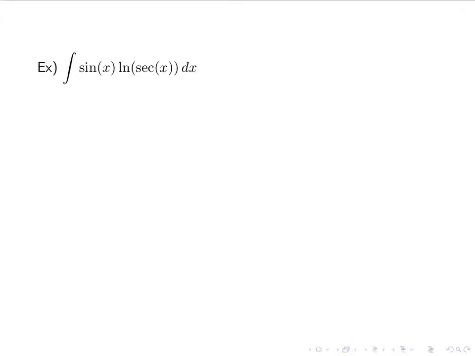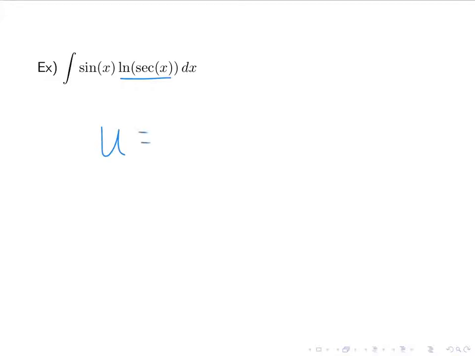Okay, let's try another one. The integral of sine x times ln of secant of x dx. The first thing you want to notice is that you have a composition here, ln of secant of x. So don't forget, u substitution undoes the chain rule. The chain rule is for composition, so you always want to check, is this a u substitution problem?